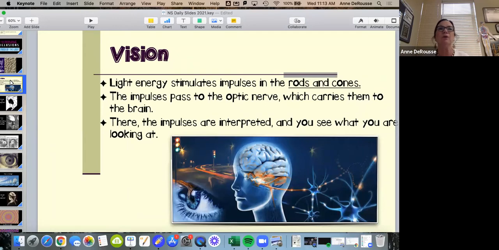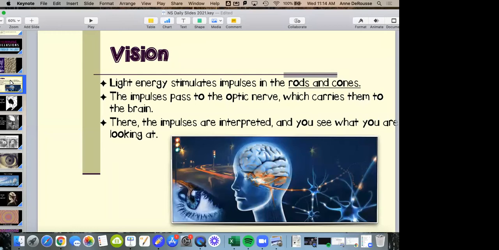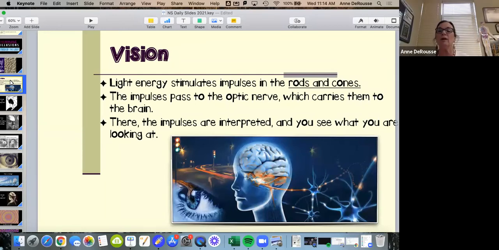Does anybody know the part of the brain where impulses are interpreted? One of the three parts? Which part is responsible for impulses from the senses being interpreted? Give it a guess, Chase. What was the question again? The question was, what is the part of the brain where impulses are interpreted?